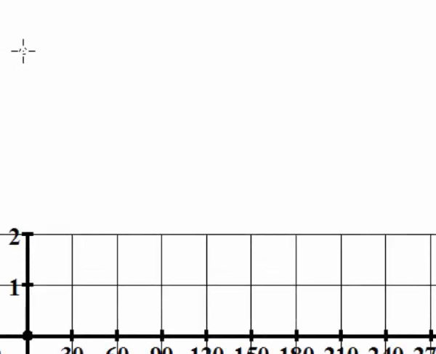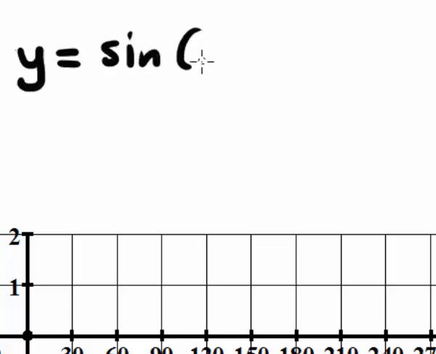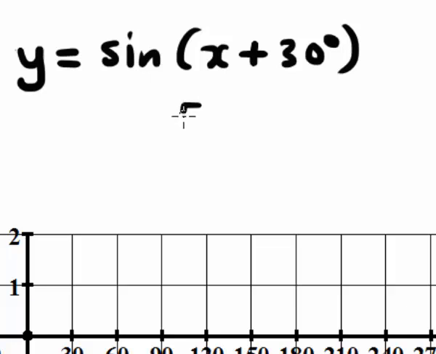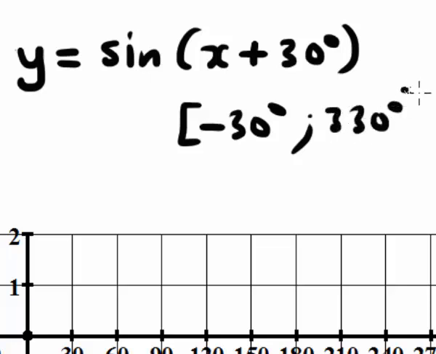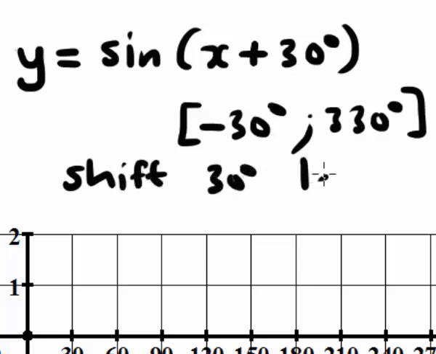Okay, grade 12s. Let's have a look at the graph of a horizontal shift. For example, let's take y is equal to sine x plus 30 degrees, and we want to sketch this graph for the interval of minus 30 to 330. Now what this really means, it's like the other graphs, the parabolas, the hyperbolas, the exponentials. There is going to be a shift of 30 degrees to the left.